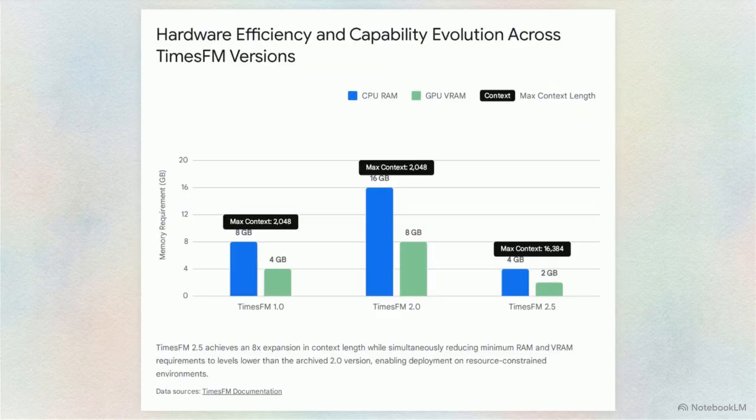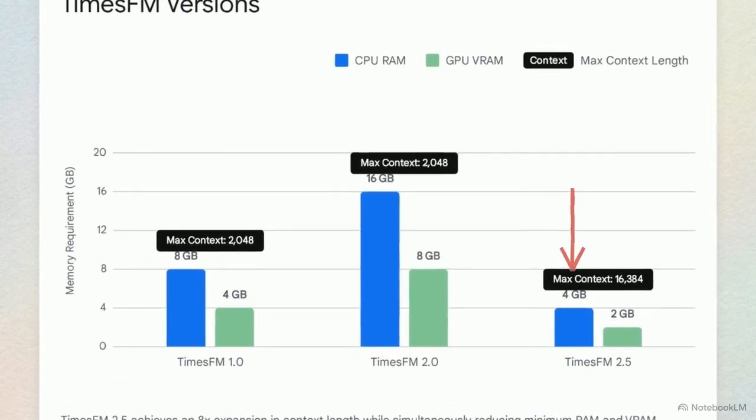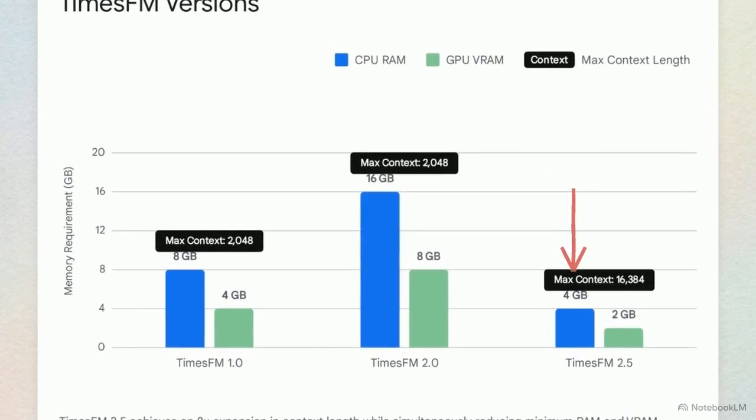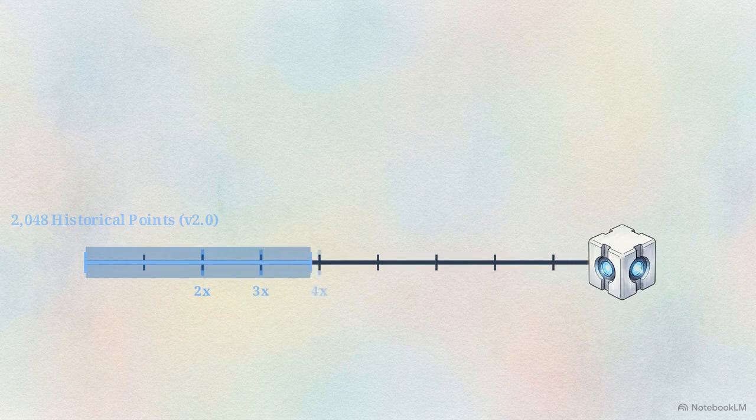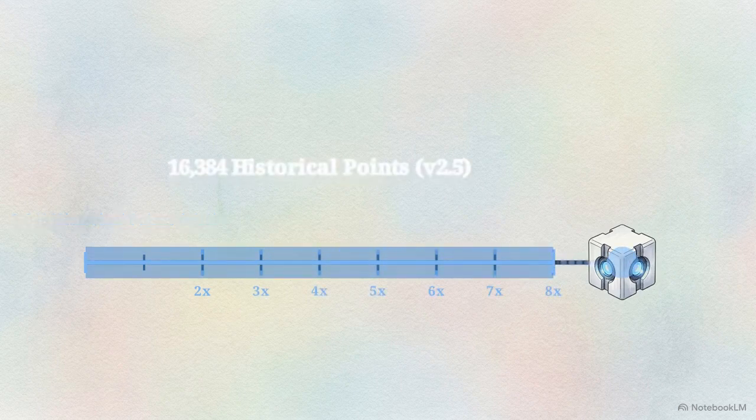This chart shows the hardware efficiency evolution across model versions. The baseline requirements for local inference dropped to 4 GB of CPU RAM and a minimum of 2 GB of video RAM for hardware-accelerated environments. This hardware optimization coincided with an expansion of the historical context window. The model now supports up to 16,384 historical time points, an 8-fold increase over previous versions.